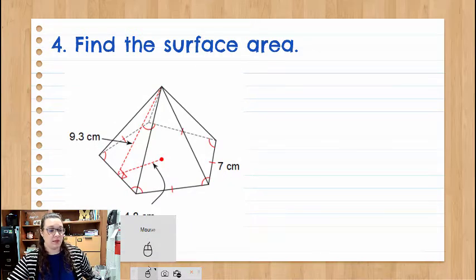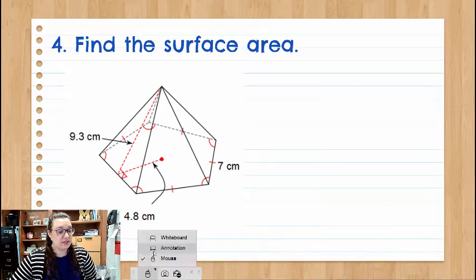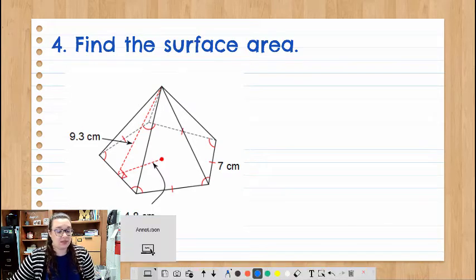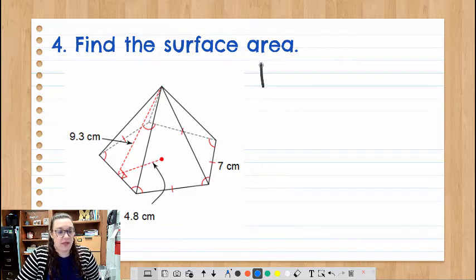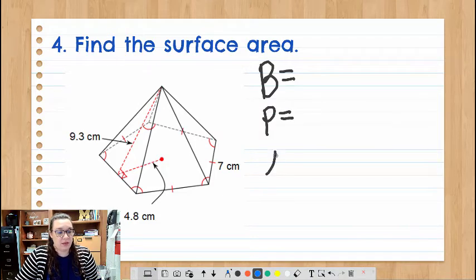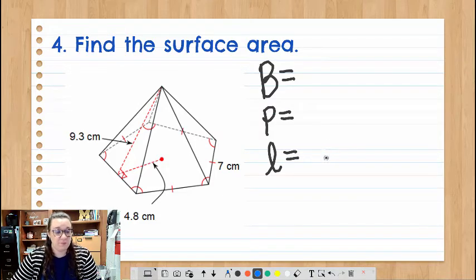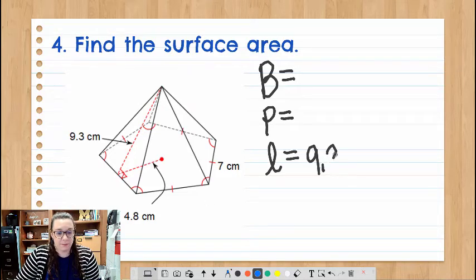Number 4. This one has 5 sides for the base, so it's a pentagon. And I notice it's a regular pentagon. All of the sides are marked with equal length, so all those sides are 7. So let's find the area of the base first, and then we'll need its perimeter, and we'll need the slant height. Those are the 3 things we'll need. I see the slant height right off the bat. It's 9.3. I can plug that in.